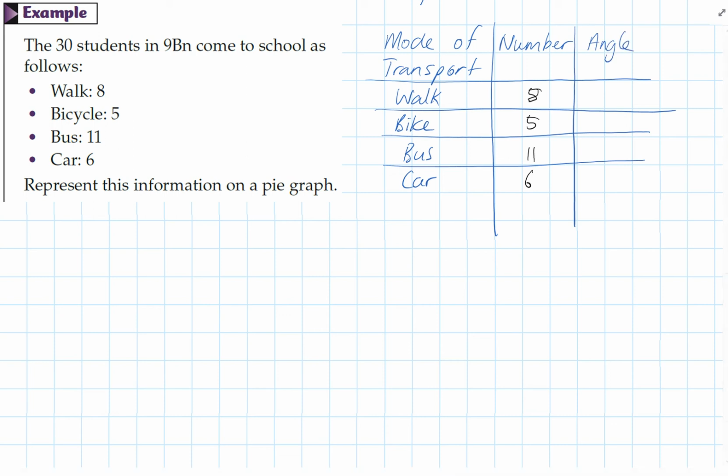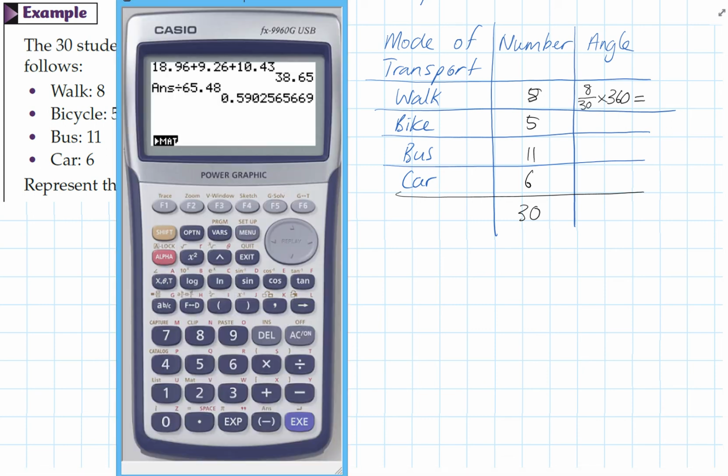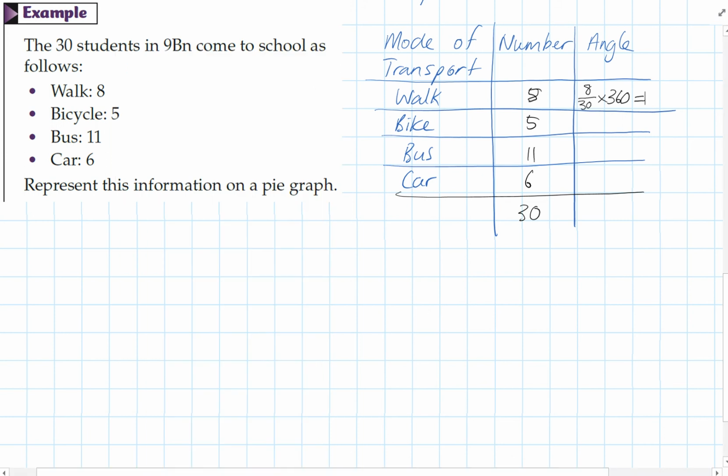And so what we have to do for this is, first of all, we need to work out a total. And so there's 30 students, so it's out of a total of 30. And so we go 8 over 30 times 360. And that will give us the size of the angle that we need. So 8 divided by 30 times 360. And that gives us our angle for walking, which is 96 degrees.